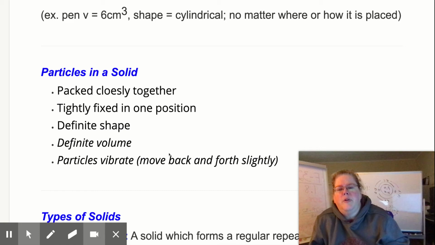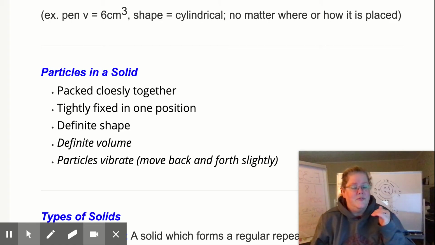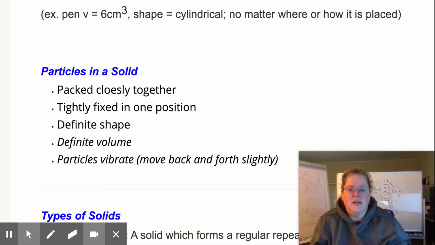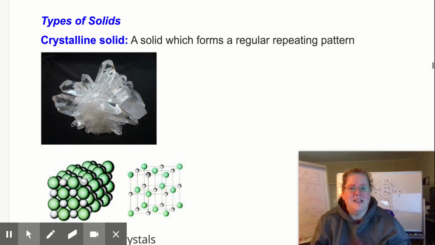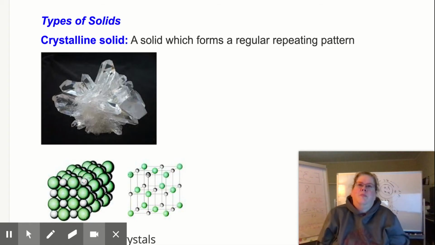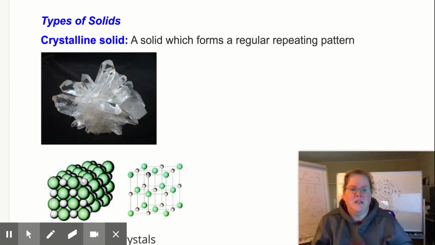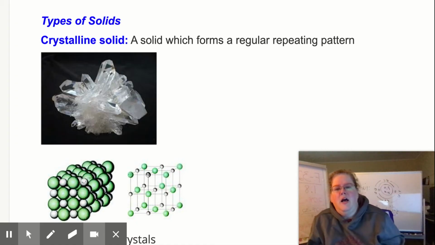Particles in a solid are packed closely together. They're fixed in one position. They have, again, definite shape, definite volume. I've said this 20 times now almost, so it's obviously important for the test. And the particles vibrate in a slight back and forth motion. There are different types of patterns. I said they form an orderly repeating pattern. Well, that's true in a crystalline solid. They do form orderly repeating patterns.